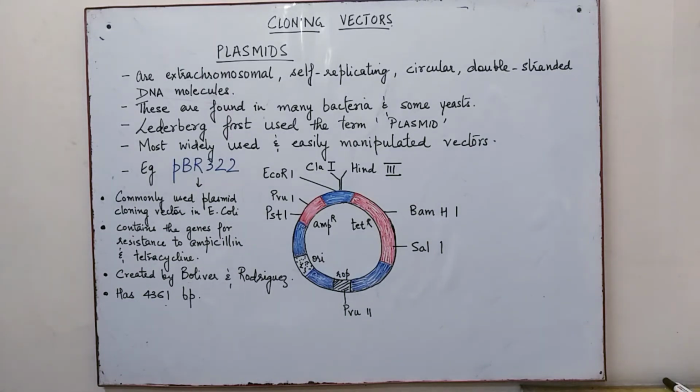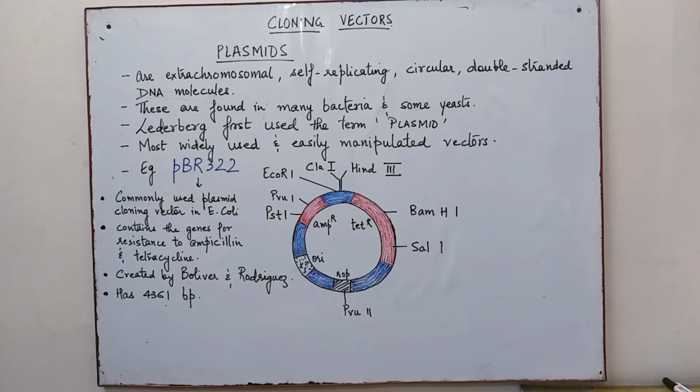Recombinant DNA, we are talking of cloning vectors today. Cloning vectors are very important, as we have discussed in the previous video, and out of the various types of cloning vectors, the plasmids and the bacteriophages are considered very important vectors which help in the process of replication of DNA.